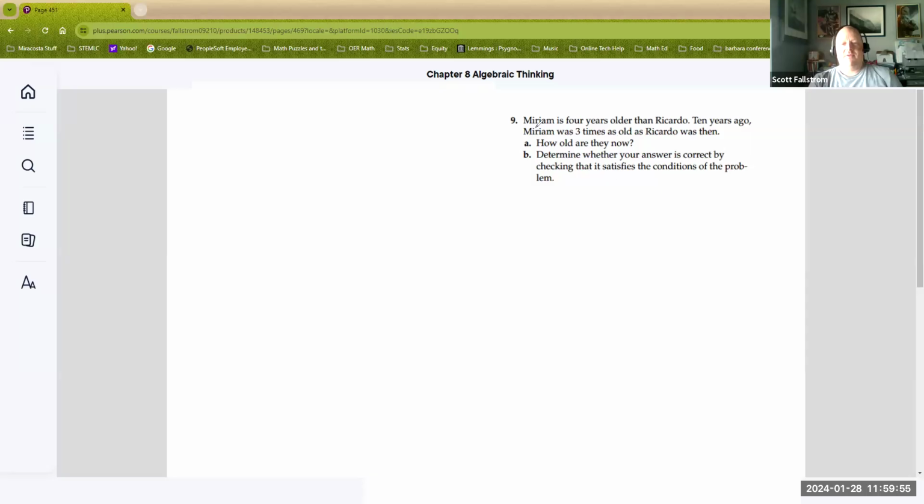All right. Miriam is 4 years older than Richard. Okay, so we're talking about ages here. So maybe just to start, write something down that says, okay, M is going to equal Miriam's age, and we'll say R is Richard's age, or Ricardo's. I got a friend named Ricardo, so it just popped into my head. Ricardo's age. There we go.